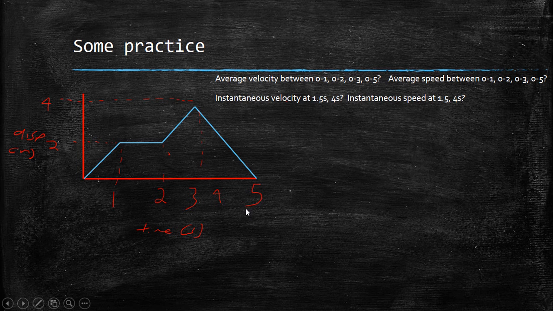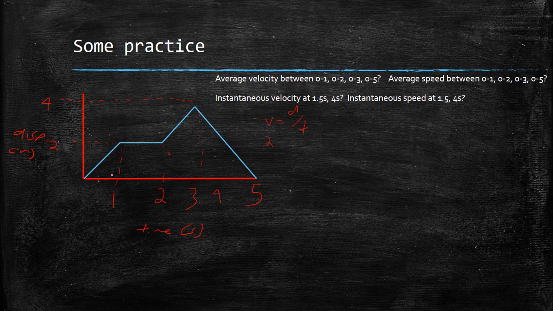All right, so here we have this graph. It's all straight lines, so we're going easy on you. We have to calculate the average velocity between 0 and 1 seconds, 0 and 2 seconds, 0 and 3 seconds, 0 and 5 seconds. So let's just start with that. We know that velocity equals displacement over time. Between 0 and 1 seconds, the displacement is 2, times 1. 2 over 1 is equal to 2.